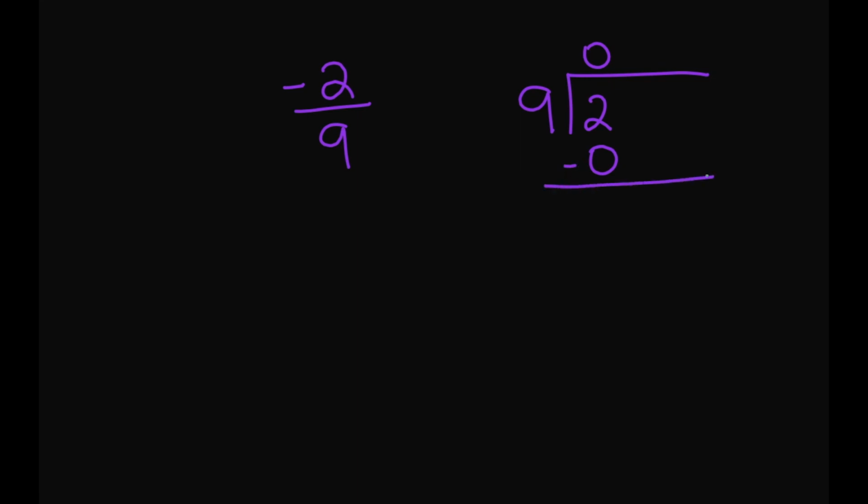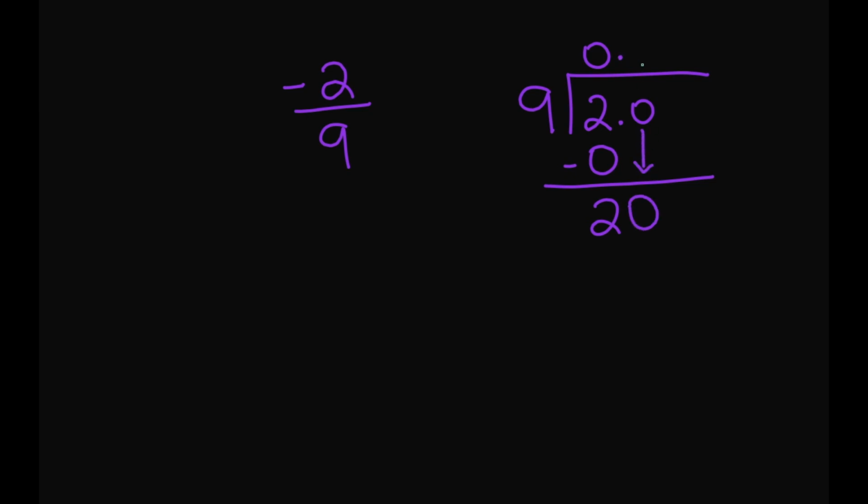What if you had -2 over 9? So my 9 is on the outside, 2 is on the inside. 9 goes into 2 0 times. 9 times 0 is 0. 2 minus 0 is 2. Bring that decimal, 0, and the decimal up here. I'm going to bring down this 0.